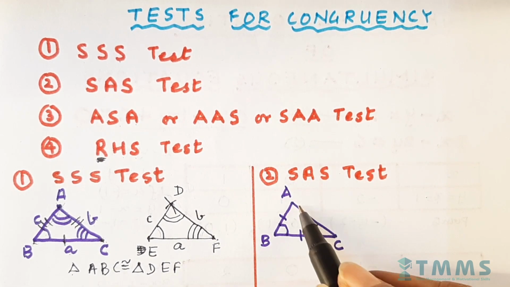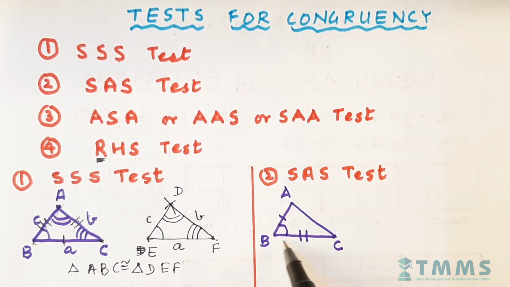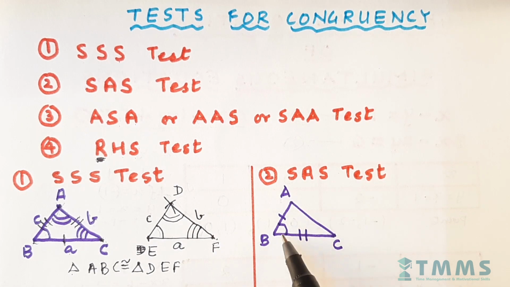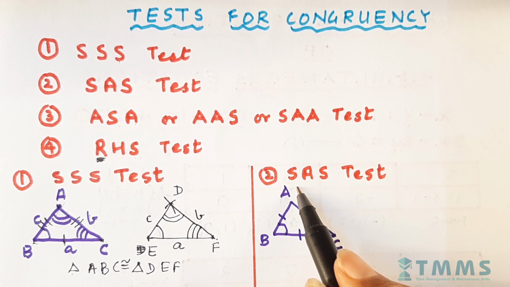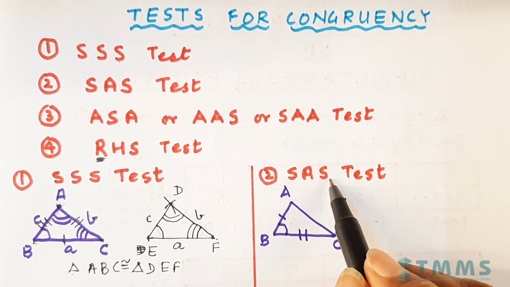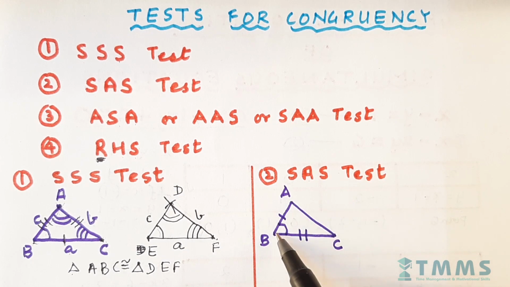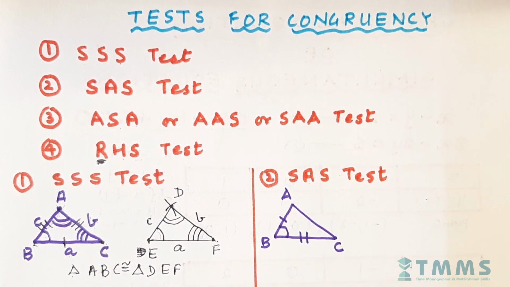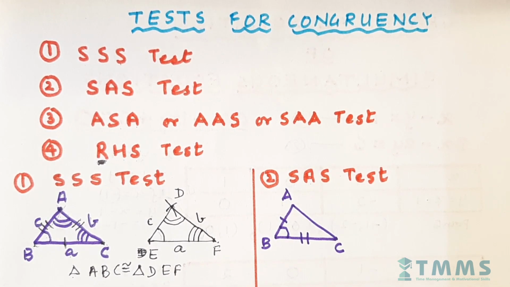So I have drawn this triangle ABC and I have shown AB marked with 1 line, BC marked with 2 lines, and I have shown angle B, which is the included angle. Now, what does SAS mean? SAS means side angle side, which means if 2 sides of one triangle and the included angle are equal to the corresponding 2 sides and the included angle of another triangle, then the 2 triangles are congruent.